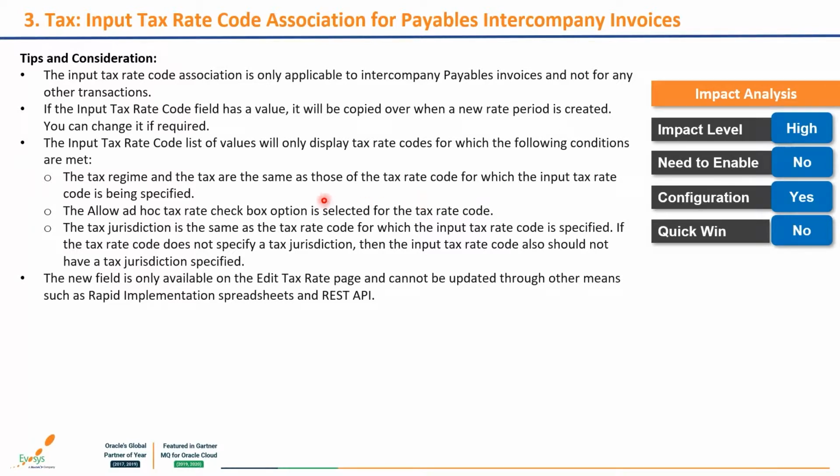The second point is that the tax rate code that we are using as the input tax rate on the payable intercompany invoice should have the allow ad hoc tax rate checkbox enabled, right? The third one is that the tax jurisdiction should be the same on both tax rate codes. So it should be the same or it should be none, right? There cannot be any case where we are using a different tax jurisdiction. In that case, we will not be able to see our tax rate code in the list of values, right? In order for this tax rate code to appear in the list of values, it should have the same tax jurisdiction.